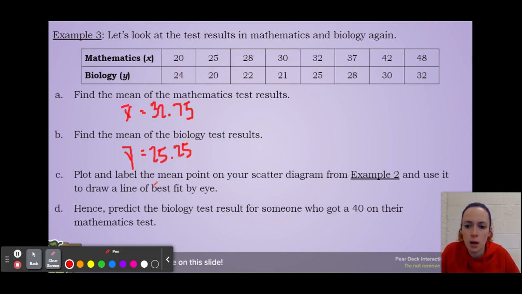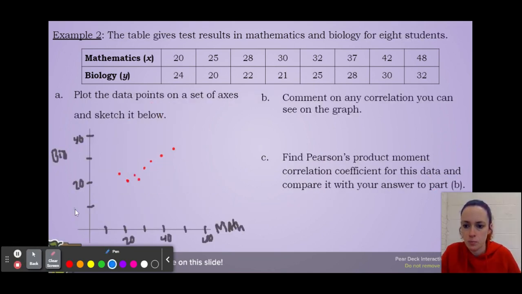Part C, plotting and labeling that mean point on our scatter diagram from example 2. So I'm going to have to go back to my scatter diagram in example 2, and we'll also use that mean point and the scatter diagram to draw in that line of best fit. Back to example 2, my mean point is 32.75 and 25.25. So around, let's say, 33 and 25, so maybe around here. Plot it, and I'm going to label it.